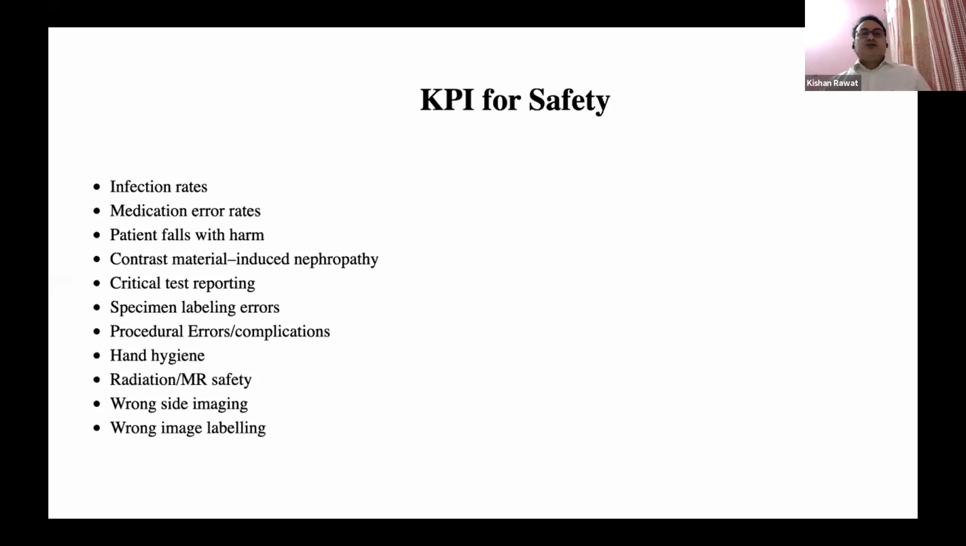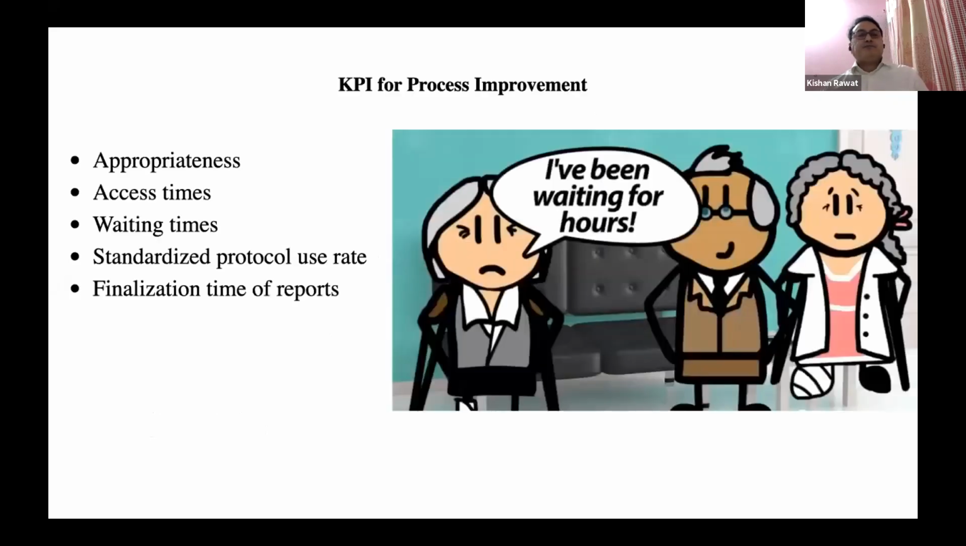Wrong image labeling. So all these errors and all these parameters we have to record, and keep a record of all these errors and processes in the department. So what are the key performance indicators for the process improvement?